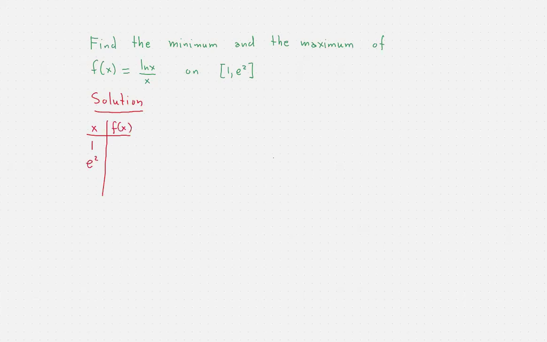So let's find the derivative, set it equal to 0 in order to find the critical points. So we will have f prime of x is equal to what? Quotient rule. Derivative of the top, 1 over x times x, minus ln of x times 1 over x squared. So this is the same as 1 minus ln of x over x squared.